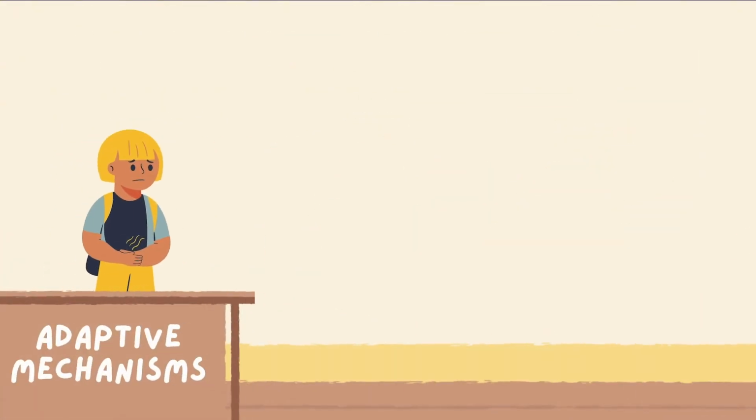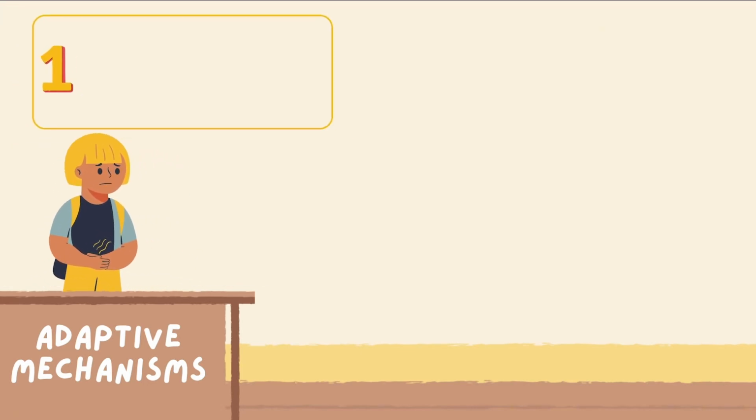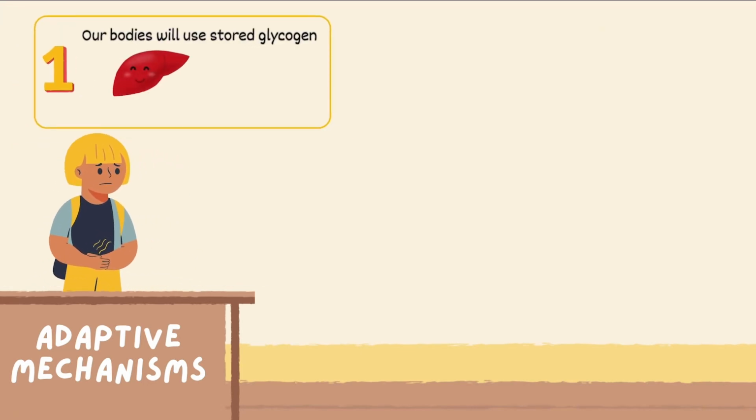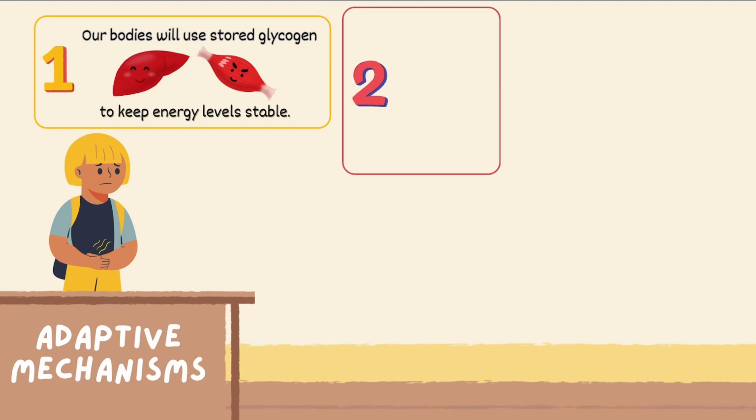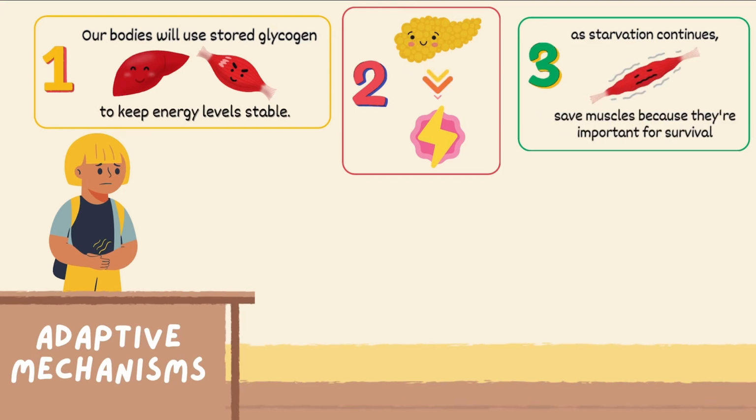Our bodies have incredible adaptive mechanisms to cope with prolonged starvation. First, the body will use stored glycogen in the liver and muscle for quick energy. When we stop eating, our bodies will use this first to keep our energy level stable. Second, when the stored sugar runs out, our body will start to break down lipids into energy to keep us going. Third, our bodies will usually break down a little protein in muscles for energy first. But as starvation continues, the body will try to save muscles because they are very important for survival.